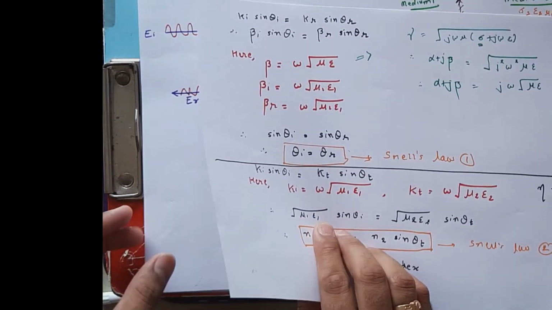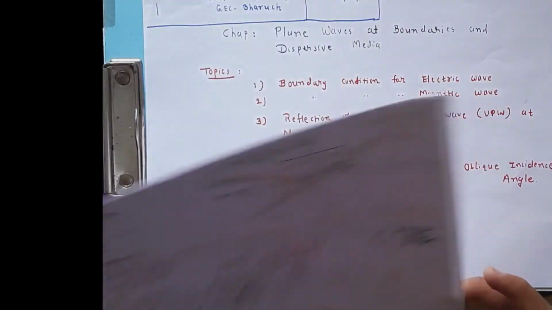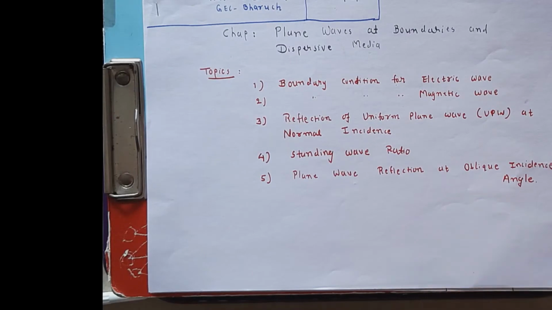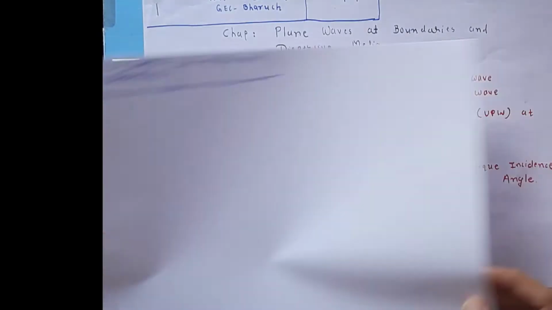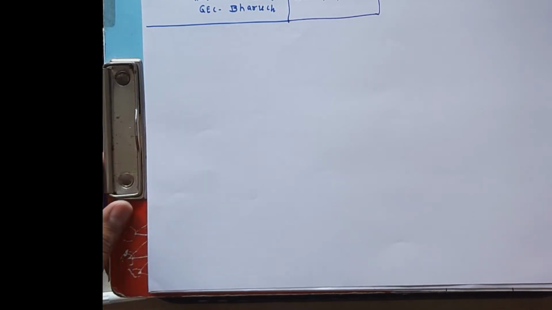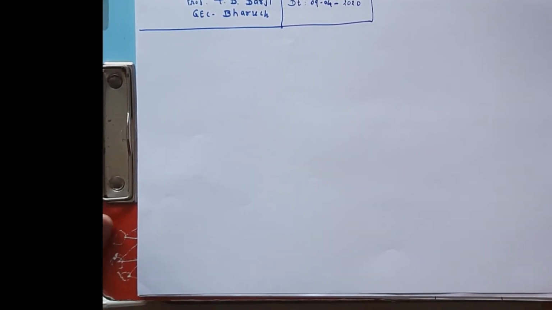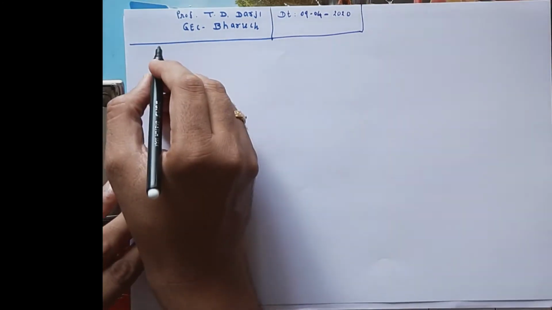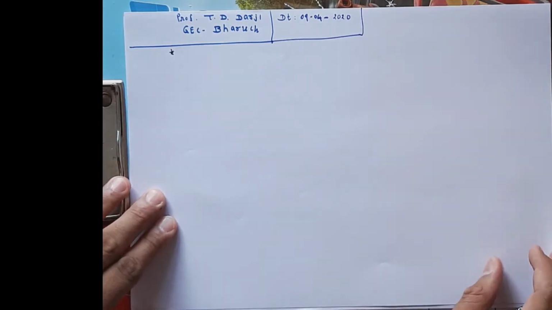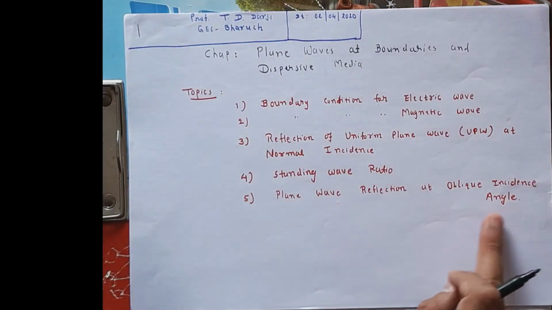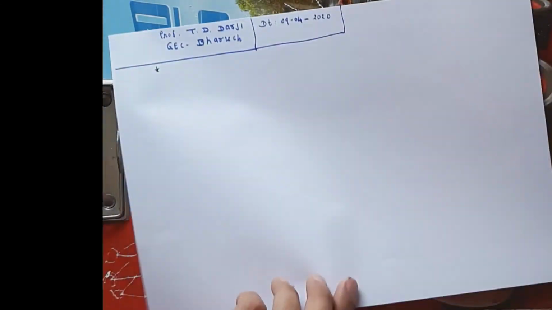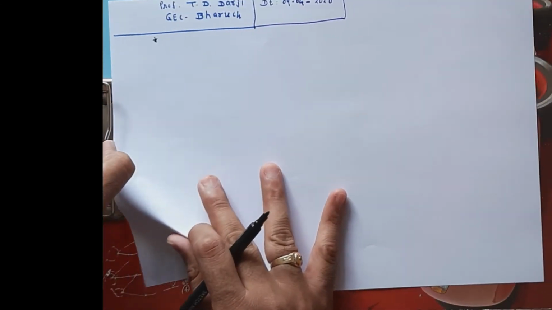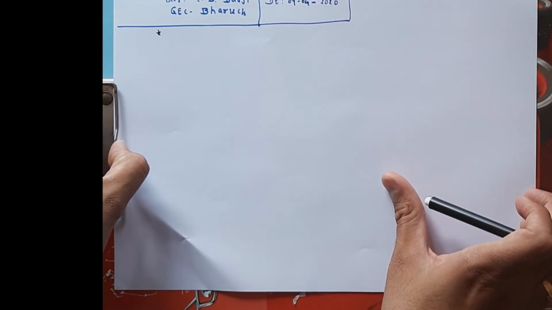Now based on that, there are two types of polarization of wave. Today we start polarization of wave. There are two types of polarization. First is parallel polarization and second is perpendicular polarization. First of all we have to discuss parallel polarization. This is a subtopic of plane wave reflection at oblique incidence. First of all, what is parallel polarization and what is perpendicular polarization, that we will discuss.